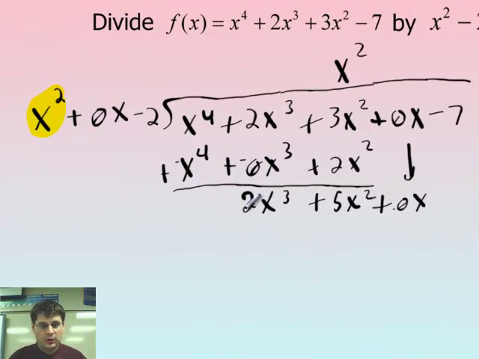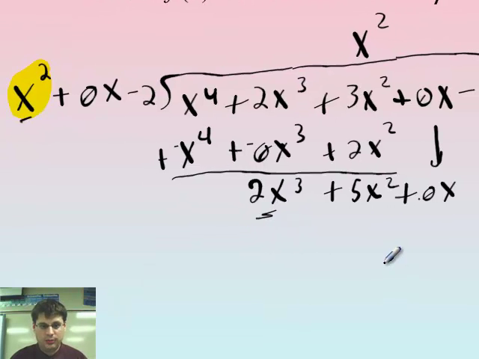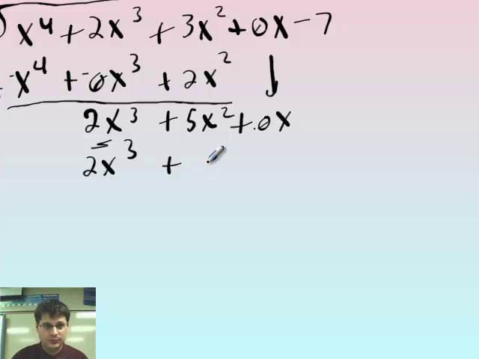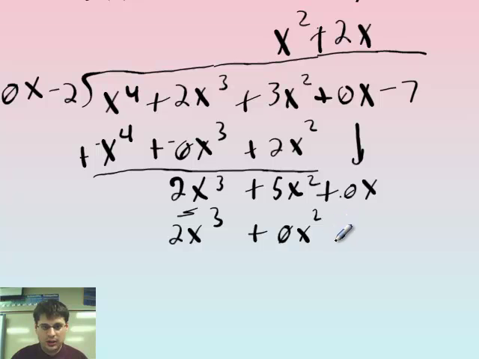Now we'll look at the first term of our divisor and the first term in our current step of the division problem. We have to ask ourselves, what do I have to multiply with x squared to give me 2x cubed? Well, we'll have to multiply by a positive 2x. So now we multiply everything by 2x. That's going to be 2x cubed plus 2 times 0, which is still 0, and then x and x give us x squared, minus 4x.